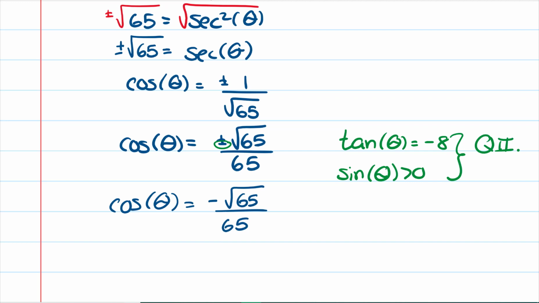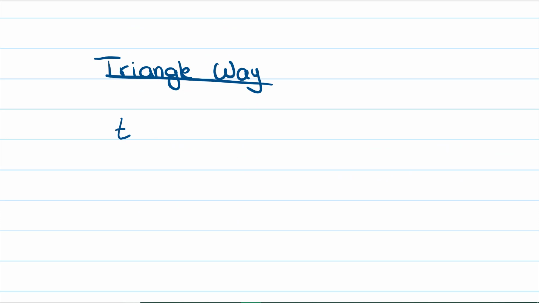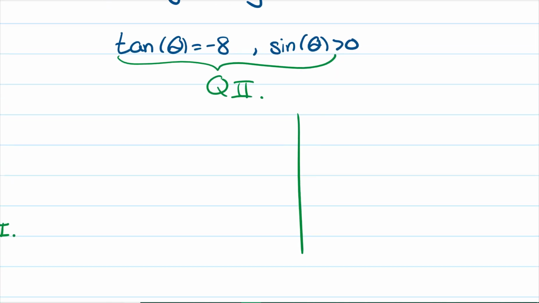Now I want to show you how to take the same problem and solve it using our triangle way. Alright, so we have tangent of theta is equal to negative 8, and we have sine of theta is positive. So based on both of these, again we're in quadrant 2. So I go ahead and draw my triangle. Tangent is negative 8, so I need that as a fraction, so negative 8 over 1. So the opposite is 8, and then the adjacent is 1, and it's going to be negative for the 1 because you're in quadrant 2.